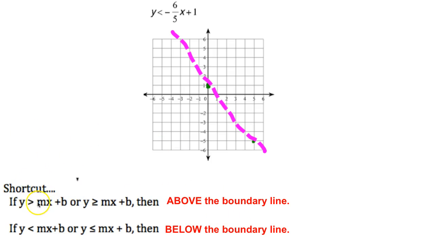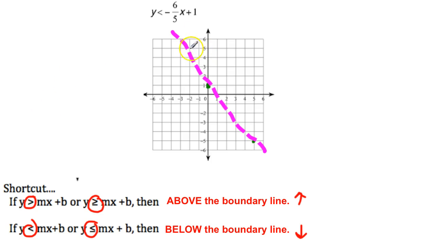It says if y is greater than mx plus b, or y is greater than or equal to mx plus b, then above the boundary line. So if this up here was greater than, you would do above the line. If y is less than mx plus b, or less than or equal to, you do below. So if it's less than or equal to, you do below. If it's greater than or equal to, you do above.